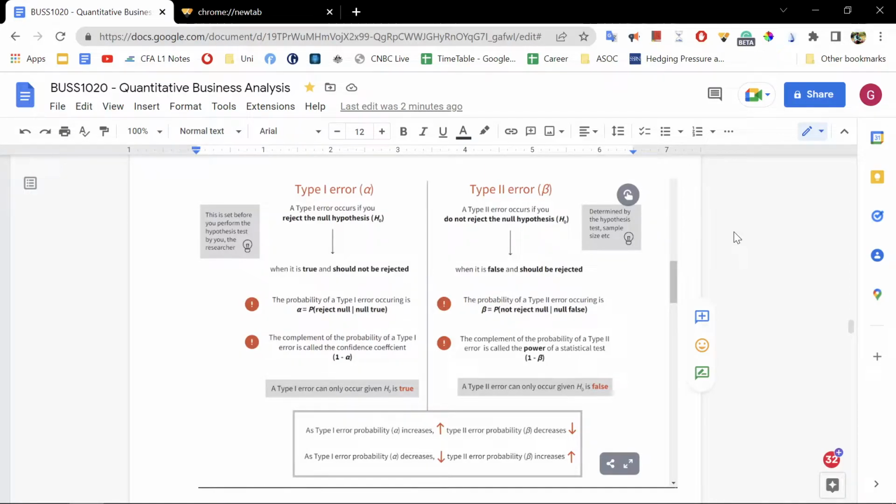On the other hand, type 2 errors occur if you do not reject the null hypothesis when the null hypothesis is actually false. So you can see the difference between type 1 and type 2 error. Type 1 error is denoted as alpha, type 2 error is denoted as beta. Now this could be very confusing. Why? Because alpha also refers to the level of significance. Alpha usually is like 5.